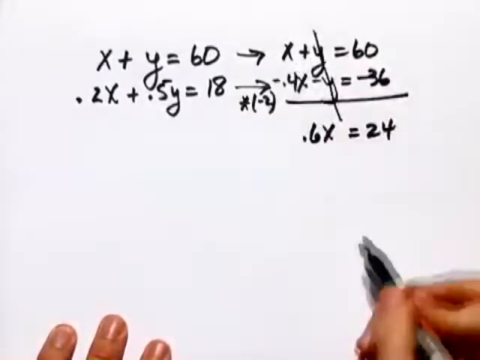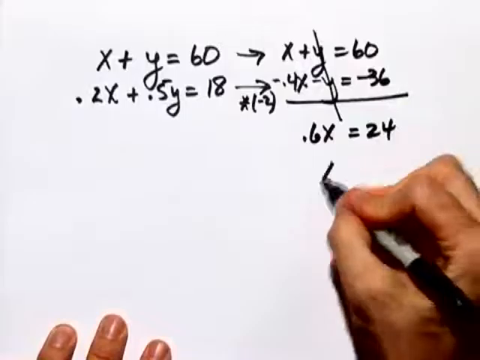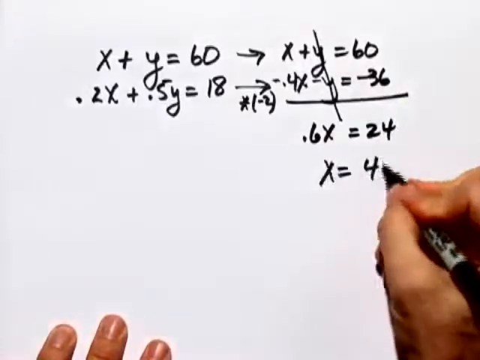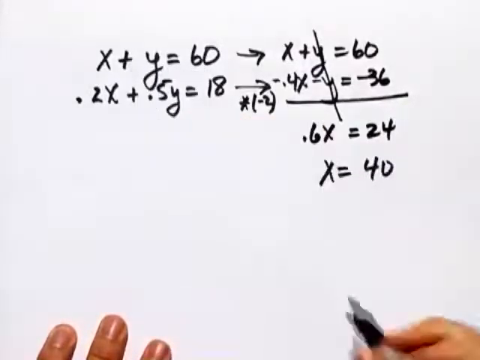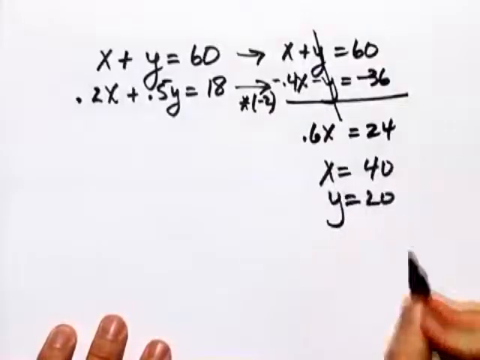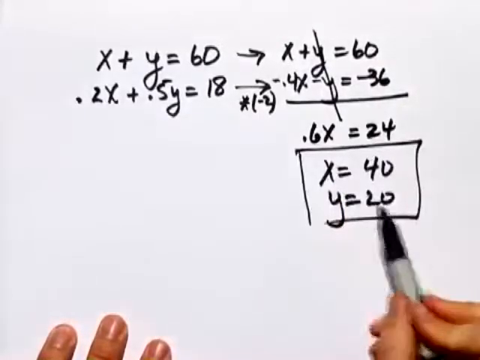So all we need to do to get X is divide by 0.6 on both sides. Doing so tells us that X equals 40. Since we know that X plus Y is 60, we know that Y has to be 20. So there's our solution. But what does it mean?